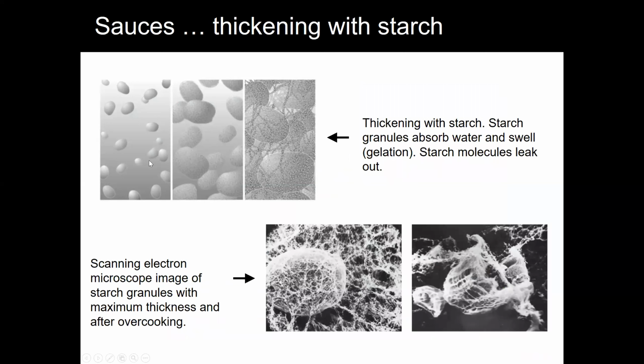Here is a diagram showing this effect. We start with our starch granules, which then swell and then leak out starch molecules, which form a network, which ends up thickening the sauce. And here's a scanning electron microscope image, which is a high resolution microscope image, of a starch granule with this starch molecule network all around it. And you can see why something like this in a fluid would help thicken the fluid.